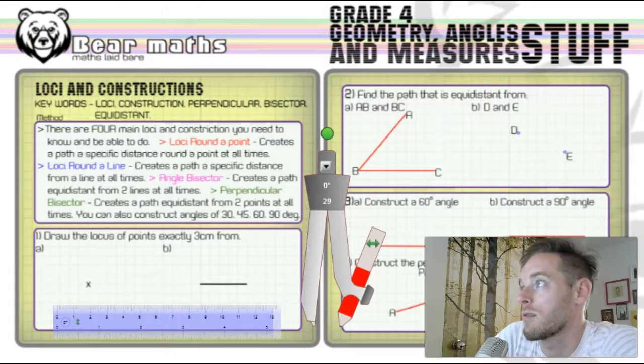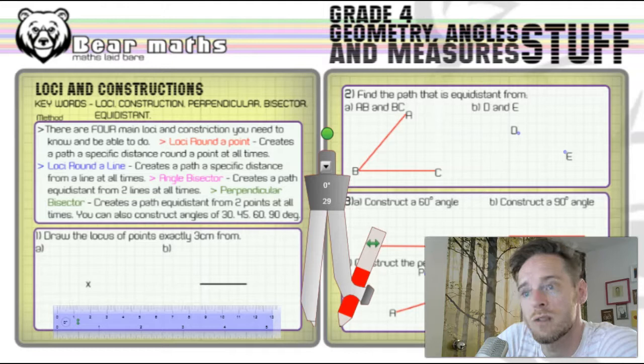So there are four main loci in construction you need to know and be able to do. I've got them in different colours. Loci around a point. It's really important you understand what they do. Loci around a point creates a path that's a specific distance around a point at all times. Loci around a line will create a path a specific distance from a line at all times. Now that specific distance in the questions will be given to you.